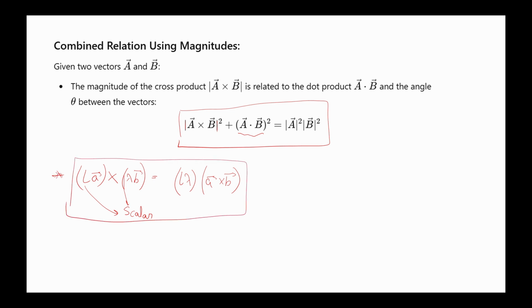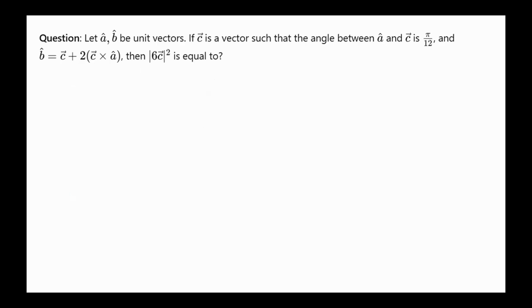Now let's look into a question to get our concepts more clear about cross product. In this question, let A cap, B cap be unit vectors. If C vector is such that the angle between A cap and C vector is pi by 12 and B cap is this, then we have to find out the value of 6 C vector magnitude whole square. So first let us look at whatever information has been provided to us. We've been given B cap is equal to C vector plus 2 times C vector cross A cap.